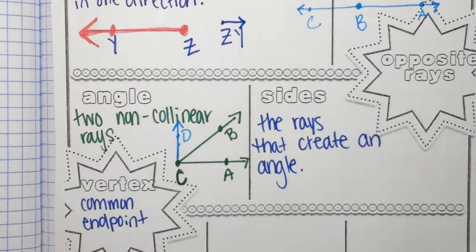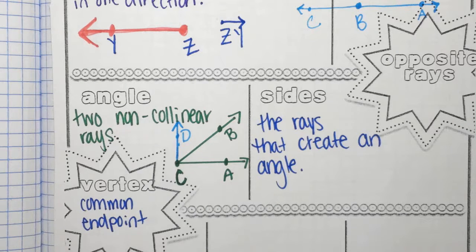So is that an acute, obtuse, or right angle? Acute, because it's less than 90. Take a point.